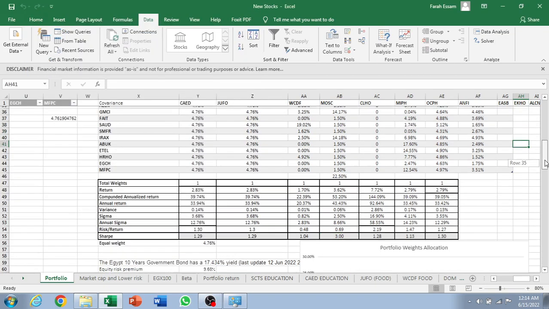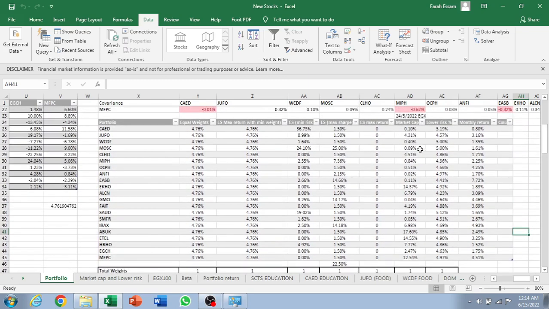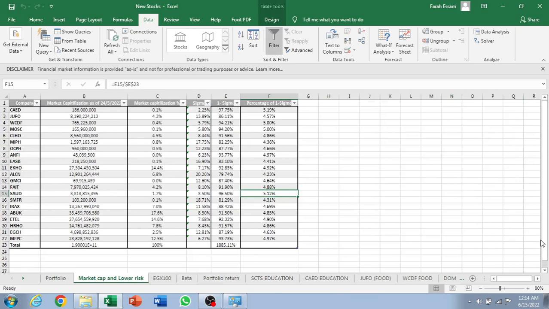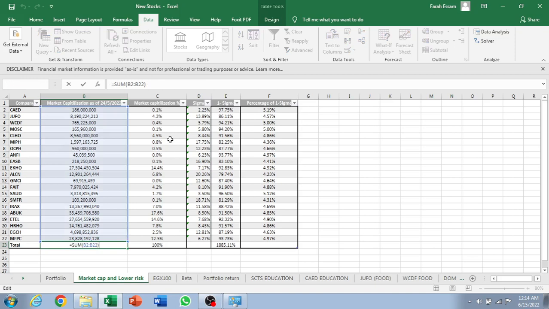As for the last two strategies, which are market capitalization and lower weight, I had to calculate them in a separate sheet right here. For the market capitalization, I got the market value for all of the stocks that I have, and then I got their sum. After that, I just divided the market cap for each stock by the total.